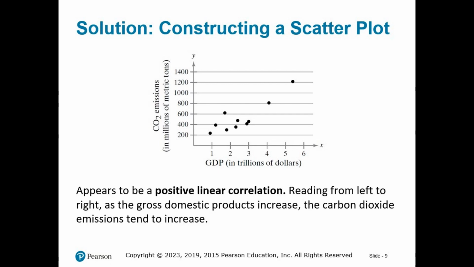Reading from left to right, and that's the way we do read graphs, as the gross domestic products increase, the carbon dioxide emissions tend to increase as well. Okay, let's do another example.